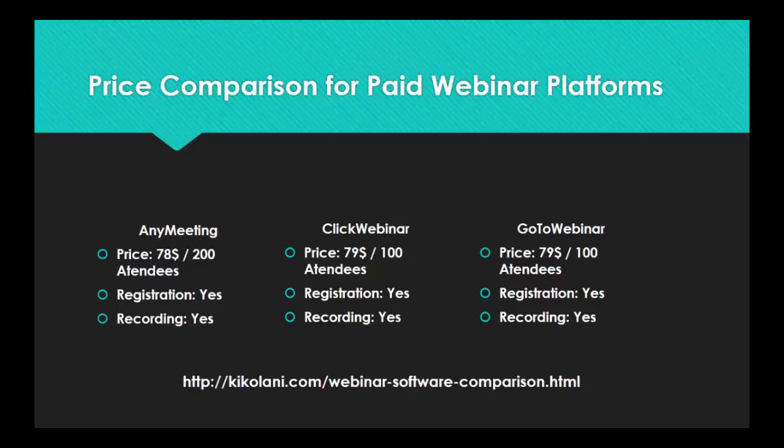Then we have Click Webinar, which in my opinion has a better interface than AnyMeeting. Okay, it's more user friendly, to say so. The price starts at $79 for 100 attendees, which is actually a better price than for most of the platforms, but it's like an average. It's worse than for AnyMeeting, as you can figure out. It has registration forms and landing pages, which is okay, reminders, which is okay, and also it records your webinar, which is okay, because in the future you may want to use your replay of the webinar.